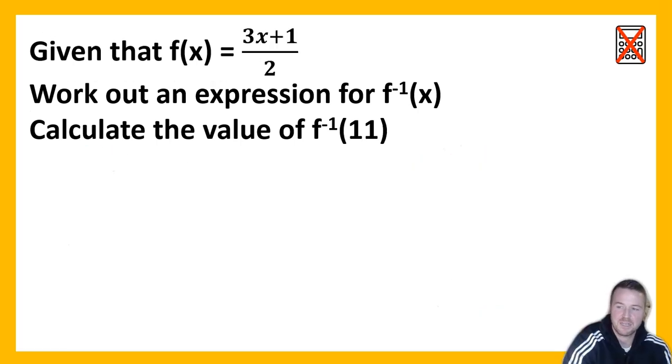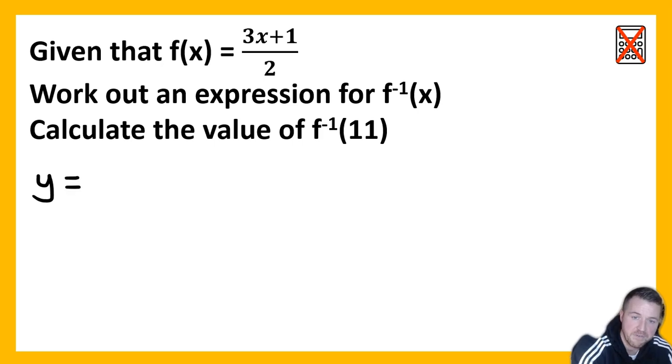On to the intermediate question with an increase in difficulty. Most inverse functions questions have a very similar structure. The only thing that makes them more tricky is the difficulty of the changing the subject that we need to do. The method will remain the same. Given that f of x is equal to 3x plus 1 over 2, we can replace f of x with y, and y is found by mapping x using the rule 3x plus 1 over 2.